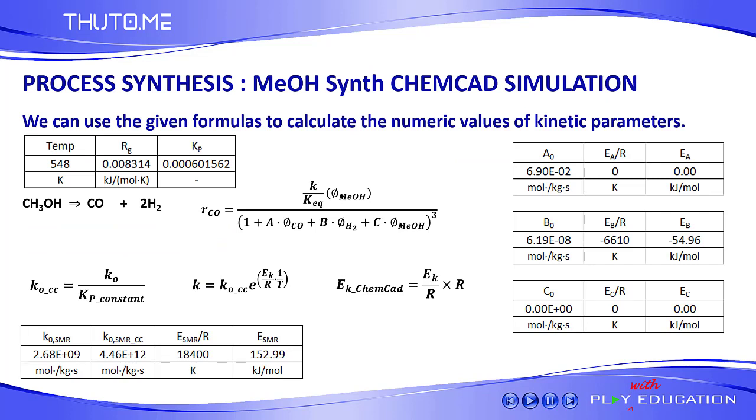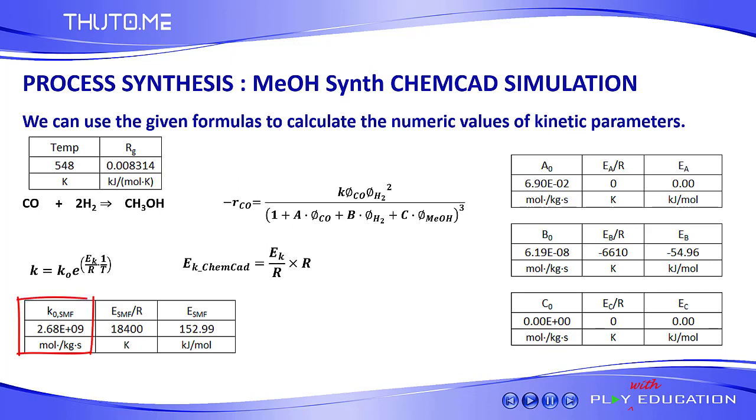Okay, for the example that I'm doing, my temperature for the methanol synthesis is 548 Kelvin. And then my universal gas constant in the units of kilojoule per mole is 0.008314. The Kp that I've calculated at this given temperature gives me this value. And then this value was given. I need to enter it as it is in Chemcad.